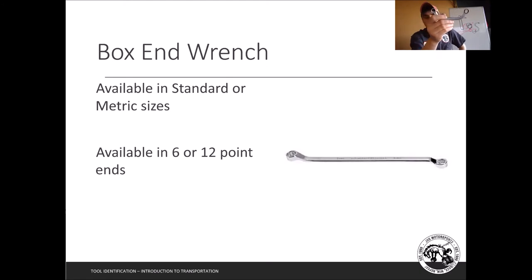Why do you use a box end wrench? Main reason is that it gives you all those sides of contact. When you have an option to put a closed end or a box end wrench on a bolt, I recommend it because you're having more surface area, which means you're not as prone to strip a bolt. Very, very important to know that.